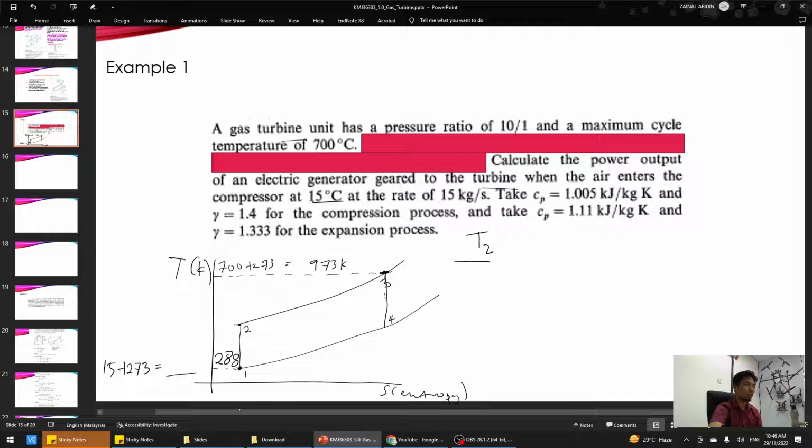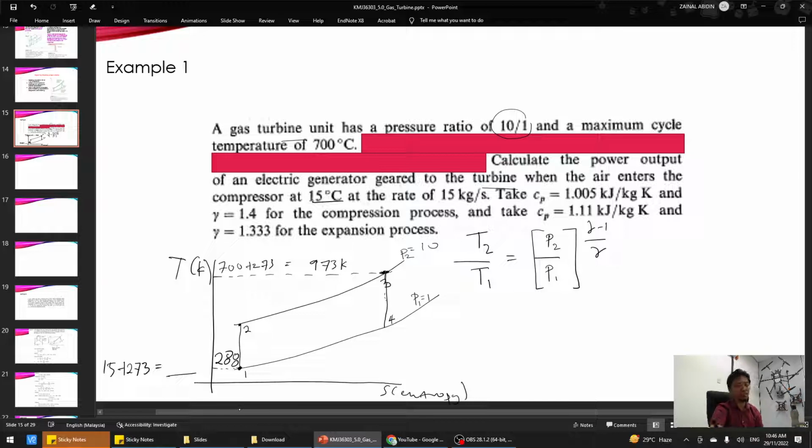there's only one formula you need to memorize, which I'm writing for you: T2 over T1 equals P2 over P1, to the power of gamma minus 1 over gamma. P2 over P1 is here. This is your P2, this is your P1. From the pressure ratio given here, P1 is 1 and P2 is 10.